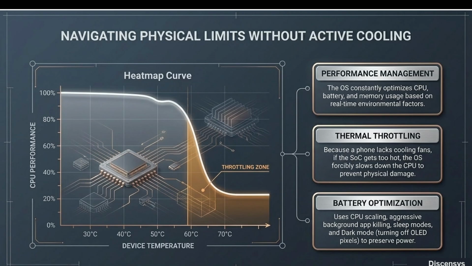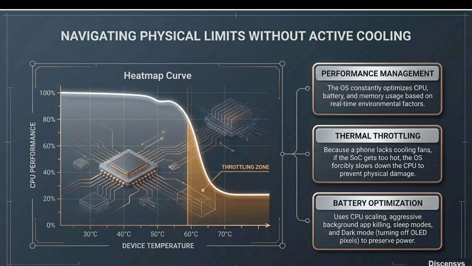Okay, here we have three different concepts, the first being performance management. The OS constantly optimizes CPU, battery, and memory usage based on real-time and environmental factors. Okay, these environmental factors can also be how we use the phone and also the temperature outside. Those can also affect the system, right?